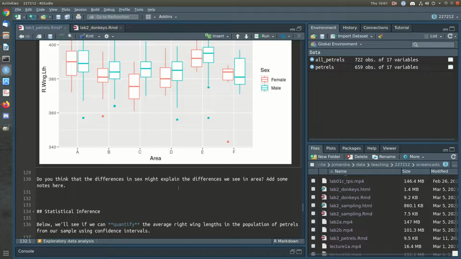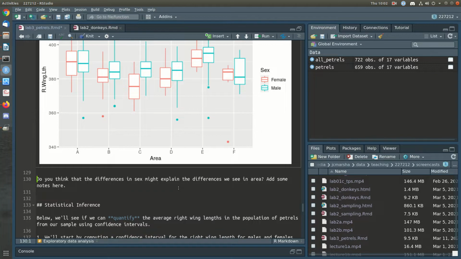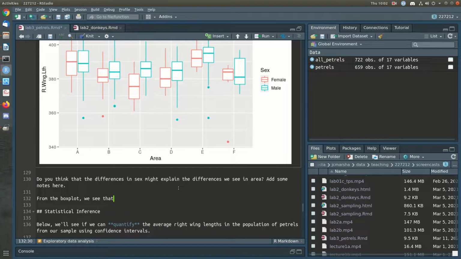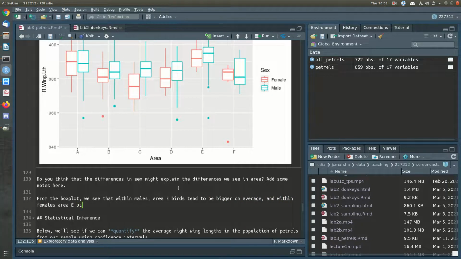So from the box plot, we see that within males, area E birds tend to be bigger on average, and within females, area E birds are also bigger on average.